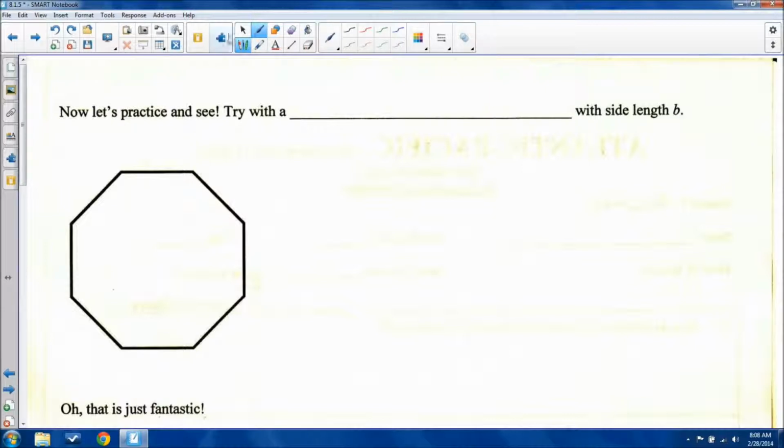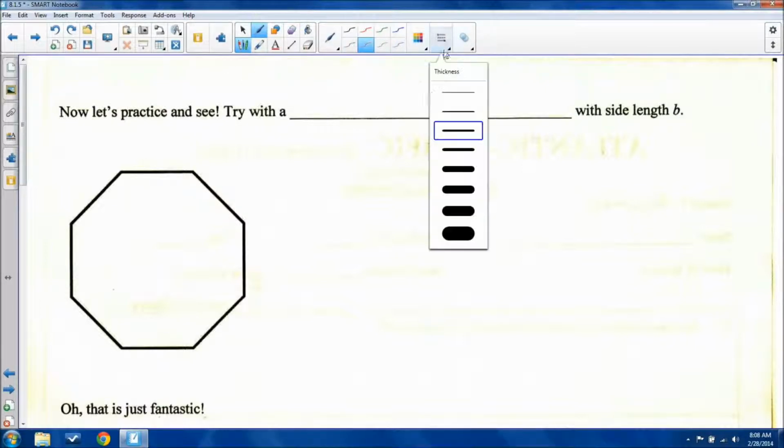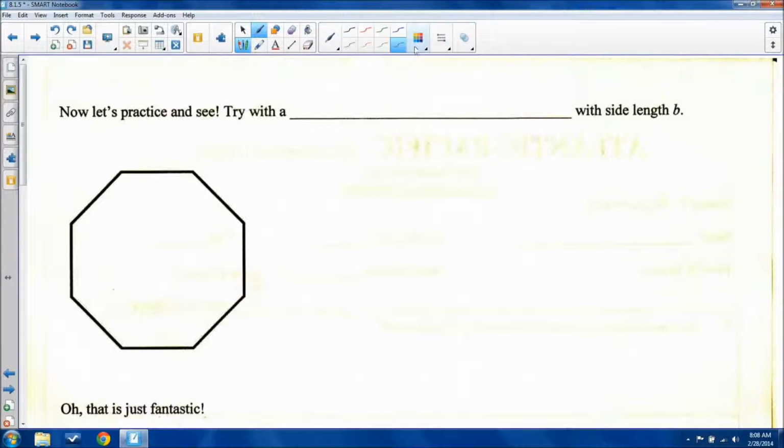Now let's practice and see. Try with A. What kind of shape is this? I'm going to play it like Blue's Clues. I'm going to let you say it to yourself first. So say it out loud. 1, 2, 3. You probably said octagon. Let's go a little more specifically because for these we're doing regular shapes, regular octagon. The stop sign, if you will. With side length B. So let's go ahead and mark that up. Here's a B.